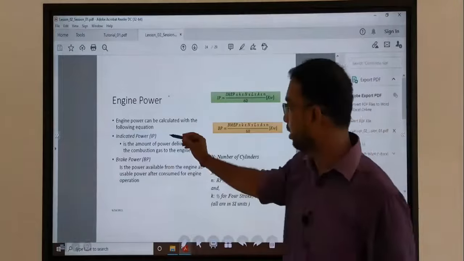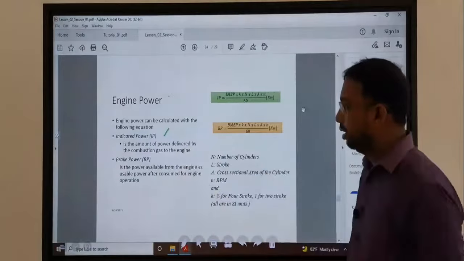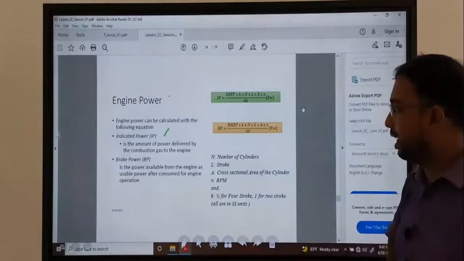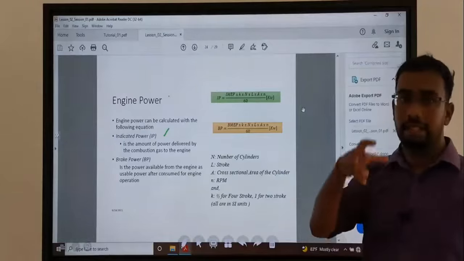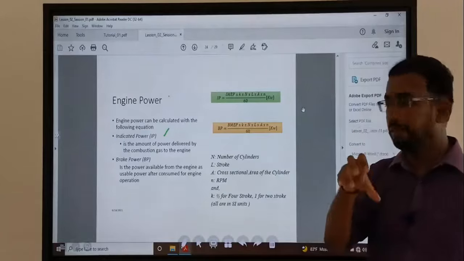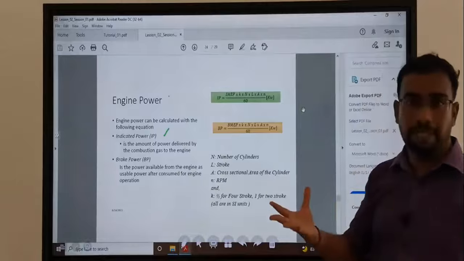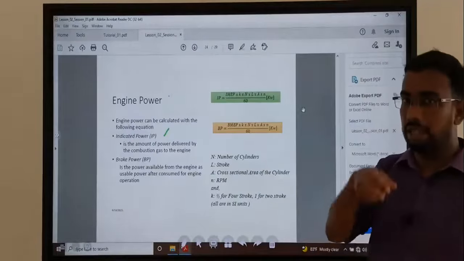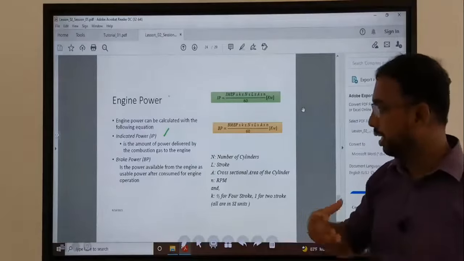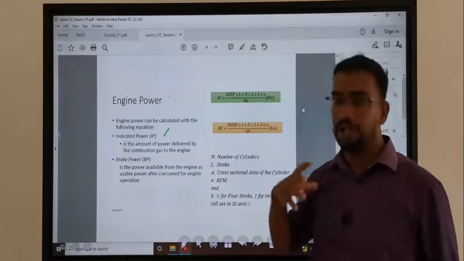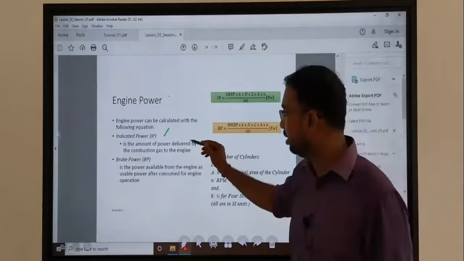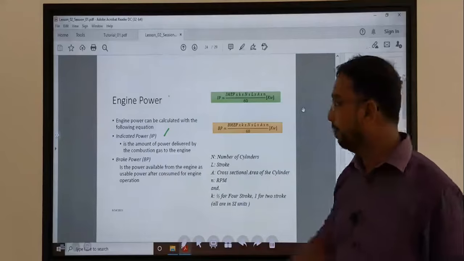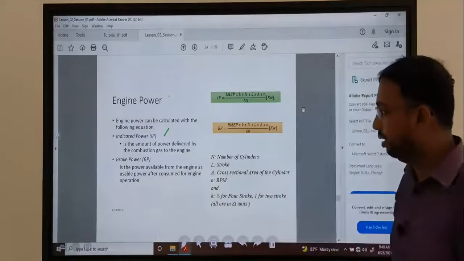What is indicated power? It is the amount of power delivered by the combustion gas to the engine. That means the combustion gas inside the cylinder produces power against the engine. So that power is called indicated power.